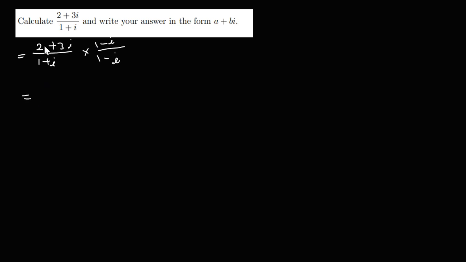2 by 1 is going to give us 2. 2 by negative i is going to give us negative 2i. And we're done with 2. 3i by 1 is going to give us plus 3i. And 3i by negative i is going to give us negative 3i squared. Now we're moving to the denominator.